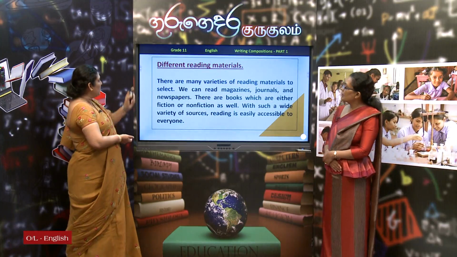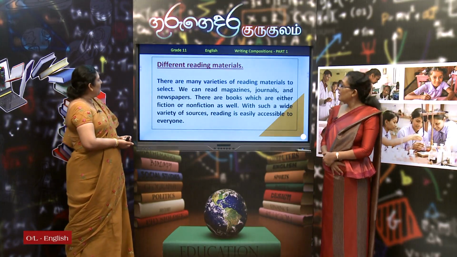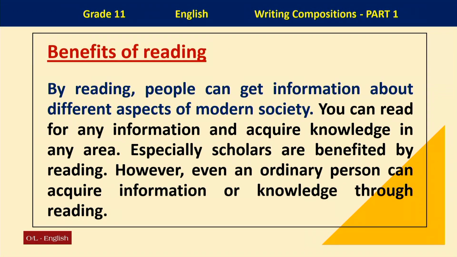Now, here the subtopic, different reading materials. Yes, children, there are many varieties of reading materials to select. We can read magazines, journals, and newspapers. There are books which are either fiction or non-fiction as well. With such a wide variety of sources, reading is easily accessible to everyone. Right. The next subtopic, benefits of reading.